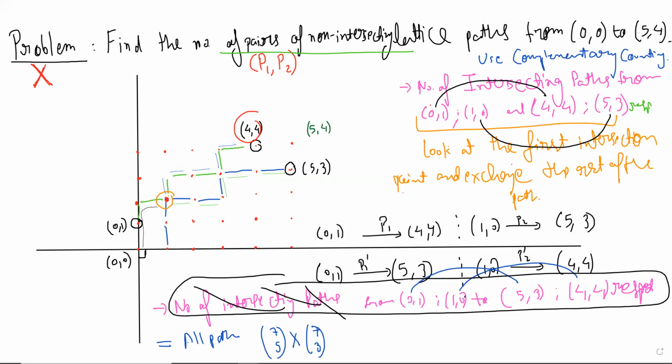Okay, so then what's the final answer? See, the final answer, obviously, is the total number of paths from 0,1 to 4,4, right? Because that was first. We're doing complementary counting, right? So just subtract this from the total number of pairs of paths from 0,1 to 4,4, which is, what is it? 7 choose. What is it? So it's 7 choose 4 times. So this is 1,0.